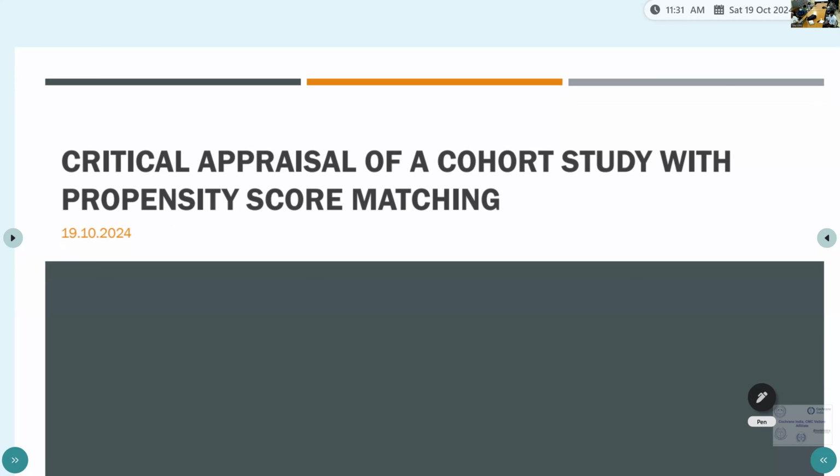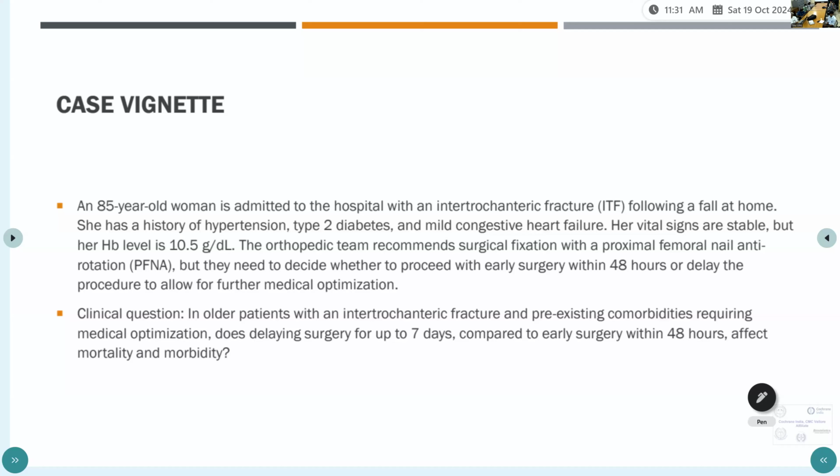Good morning, everybody. I will be presenting today a critical appraisal of a cohort study which uses propensity score matching. Some of the things I talk about will be a repetition of what Jay already said, but I think in more layman terms, so to say.